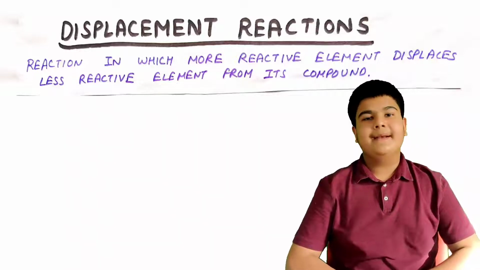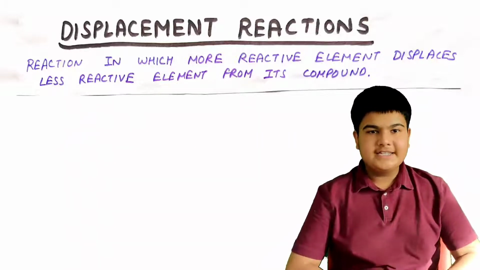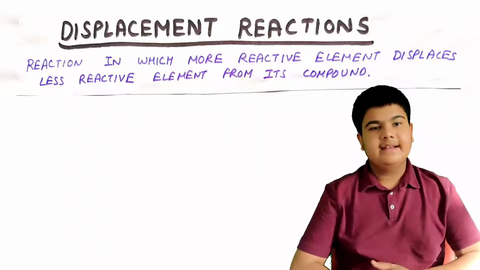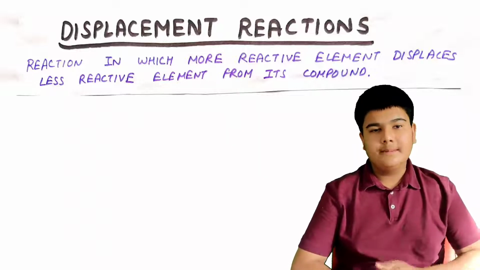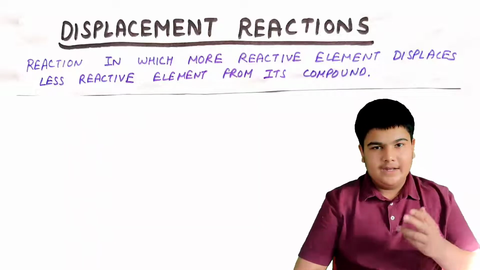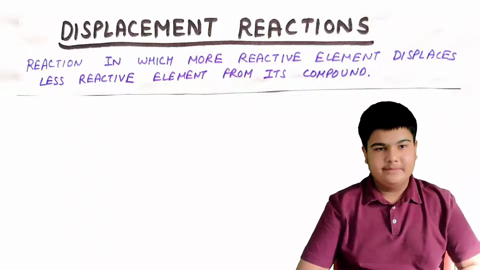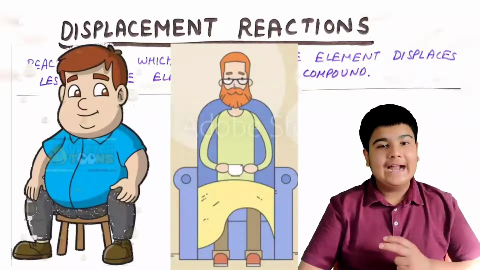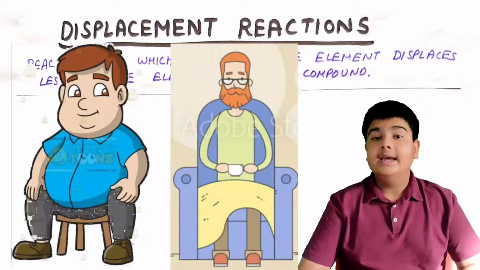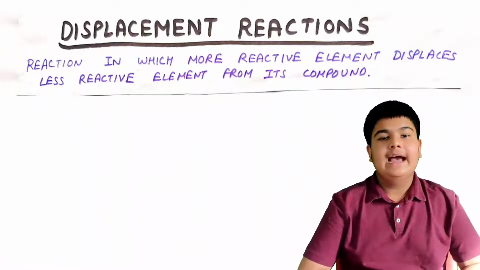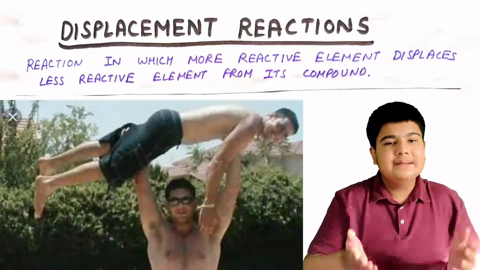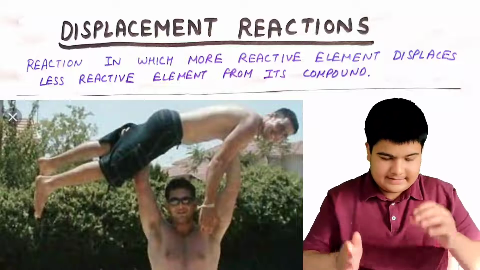Third, displacement reactions. The reactions in which a more reactive element displaces a less reactive element from its compound are known as displacement reactions. Now we will understand with the help of an example. Consider a fat person and a thin person seated on chairs. If the fat person has to sit on the thin person's chair, he can easily pick the thin person up and sit on the chair.